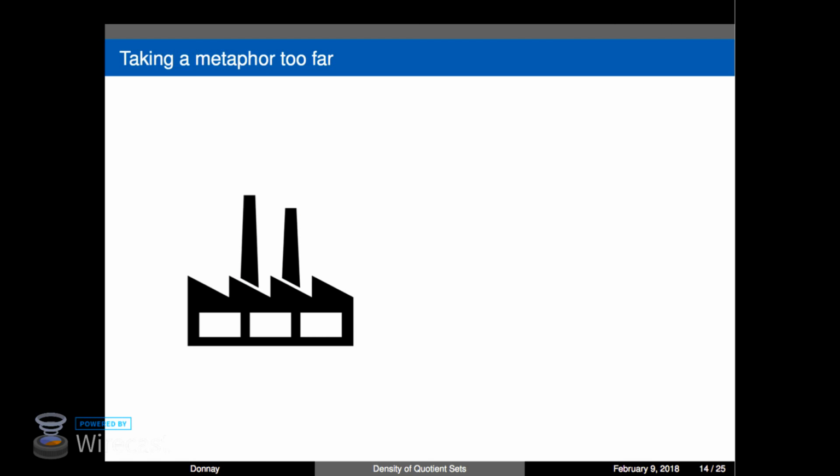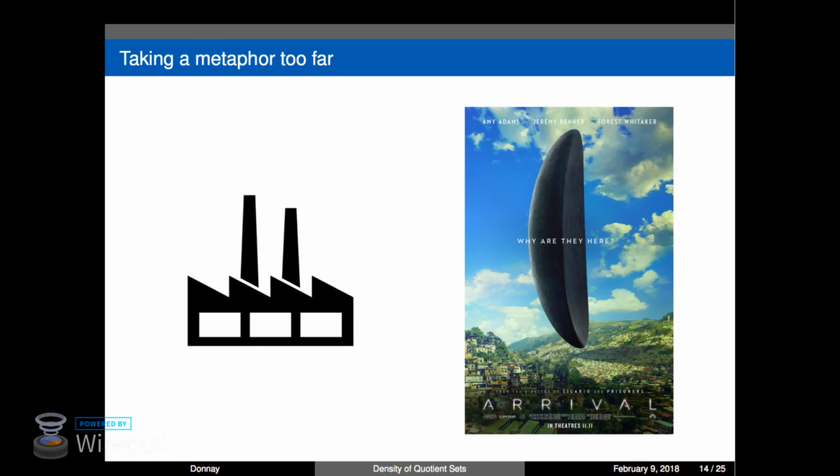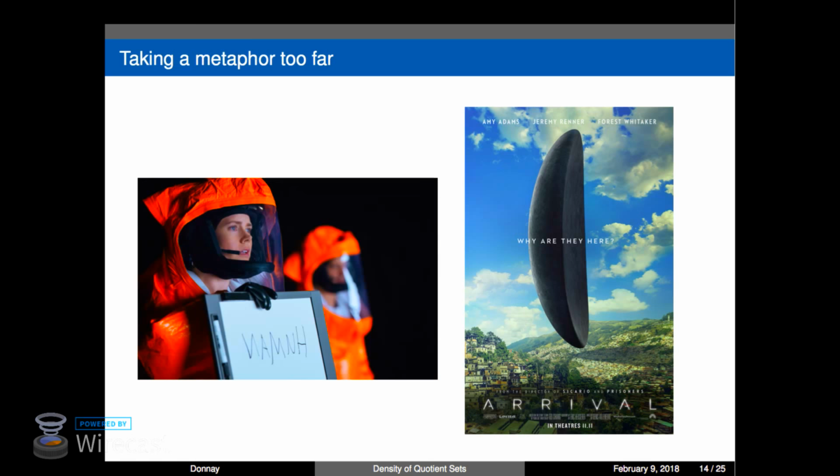So one day, the fraction factory is chugging along, spitting out sums of squares, when the aliens from the movie Arrival land. Now, the fraction factory is really confused. What are these aliens doing on Earth? So they do the only thing they know how, and they call Amy Adams. And they say, Amy Adams, we need you to figure out what these aliens want. So Amy Adams goes on the ship, and Amy Adams says, what do you want?